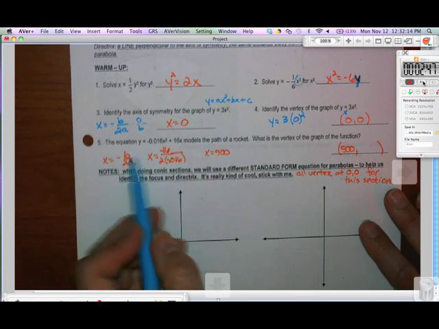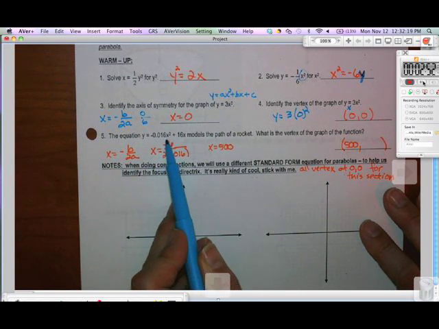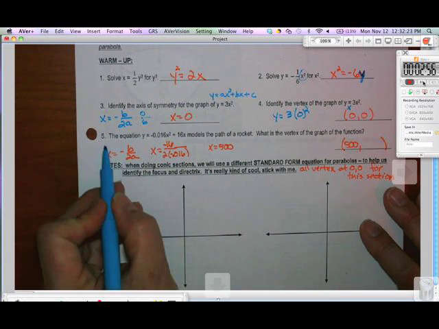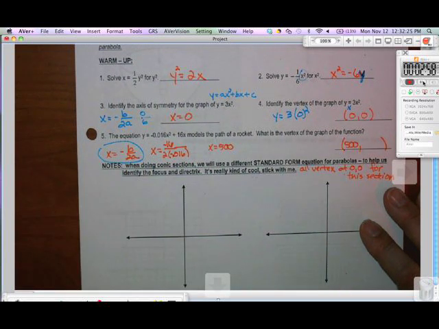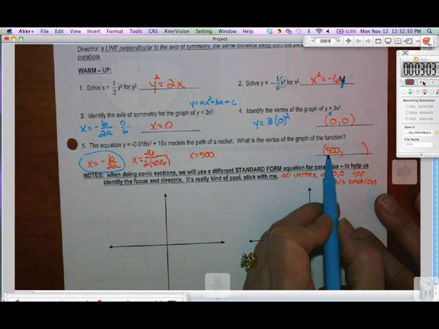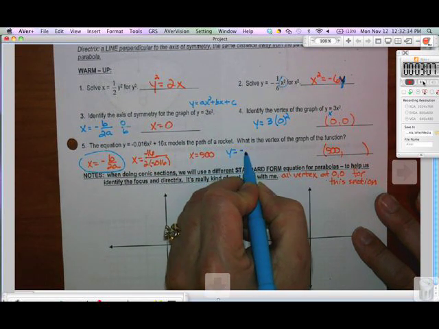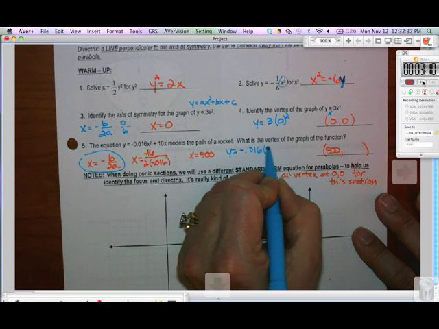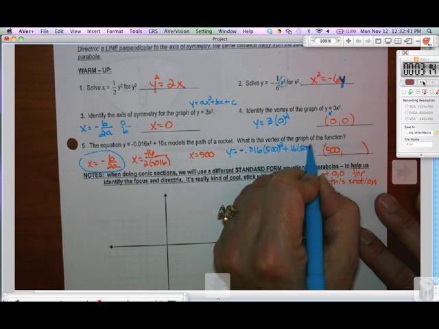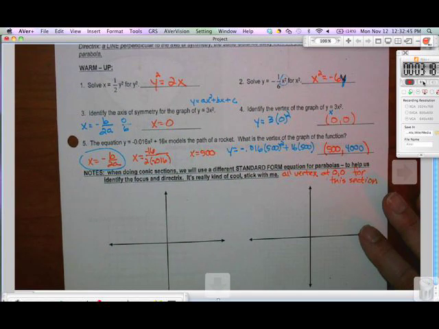Same thing here. It says the equation y equals negative 0.016x squared plus 16x models the path of a rocket. What's the vertex? Well, again, you can use this equation to find the axis of symmetry, which is the x-coordinate of your vertex. And when you plug 500 into this equation, you end up getting 4,000. So your vertex would be 500, 4,000. All right.